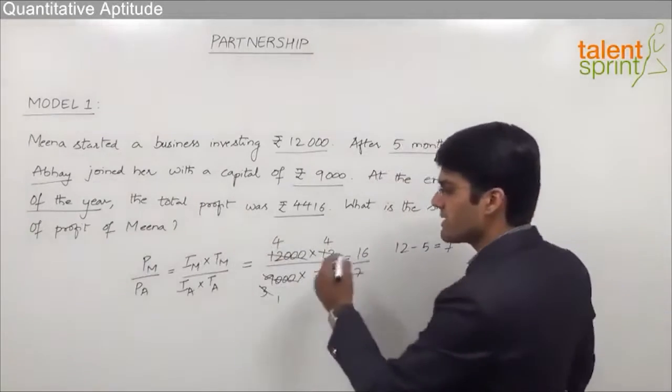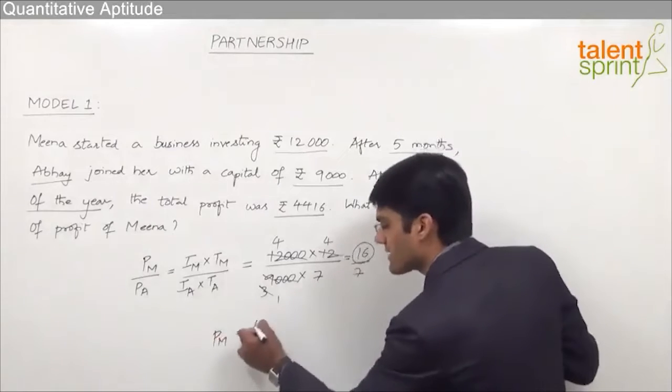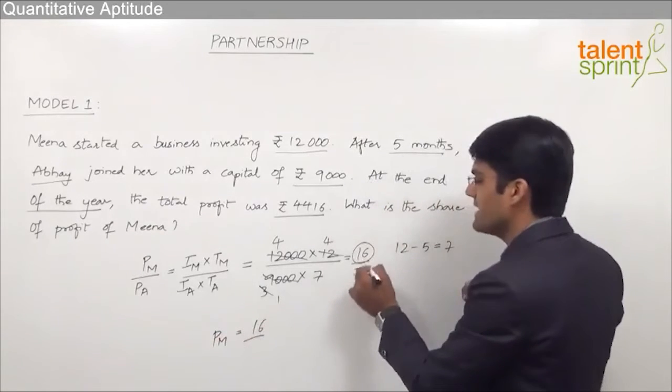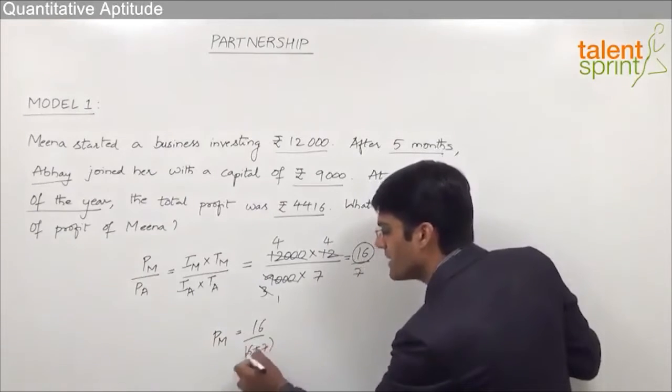So as already discussed, from ratios we can say that the profit of Meena will be 16 parts out of the total 16 plus 7, that is nothing but 23 parts.